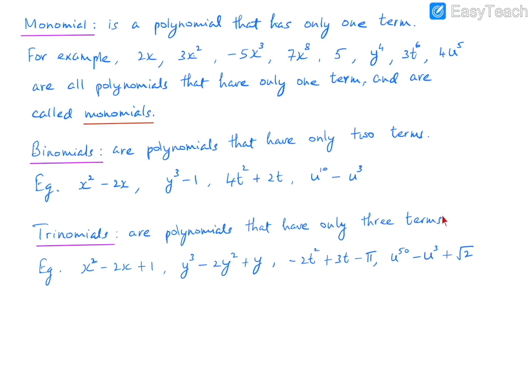And when the polynomial has only three terms, we call it a trinomial. So we have three terms. One term is x squared, the other term is minus 2x, then the third term is plus 1. Let's look at this. The first term is minus 2t squared, the second term is plus 3t, and the third term is minus pi. So it has three terms. Similarly here, u power 50 is one term, minus u power 3 is the second term, and square root of 2 is the third term. So we have three terms here. All these are examples of trinomials.